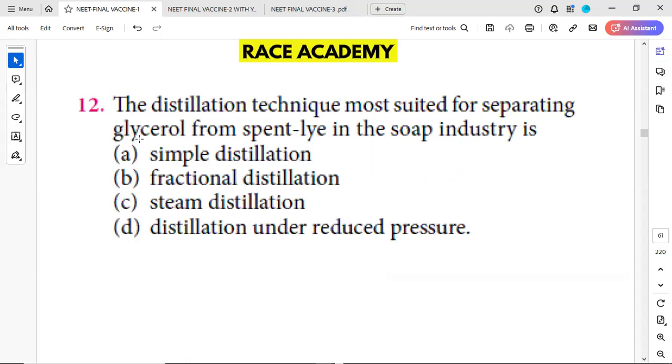Next, question number 12. The distillation technique most suited for separating glycerol from spent lye in the soap industry. This is a theoretical, conceptual question. Glycerol is separated from spent lye by distillation under reduced pressure, because under normal distillation conditions, glycerol has a boiling point of 290 degrees Celsius, so it may decompose. Due to that, distillation under reduced pressure is the most suitable technique for the separation of glycerol from spent lye in the soap industry. So option D is the right answer.